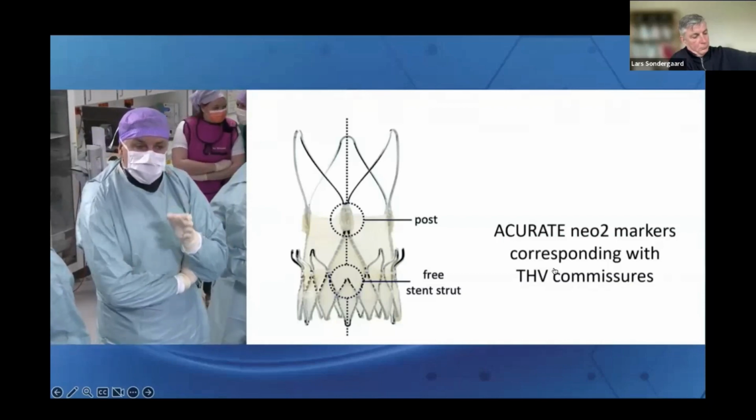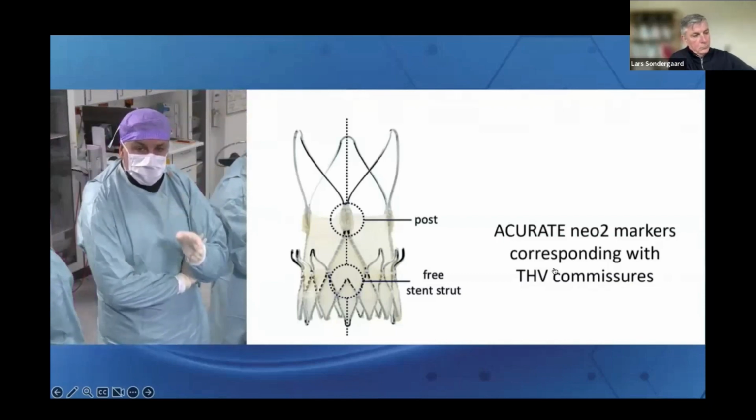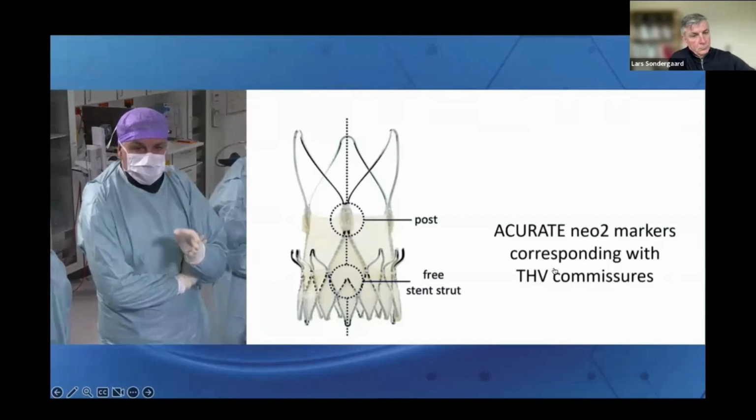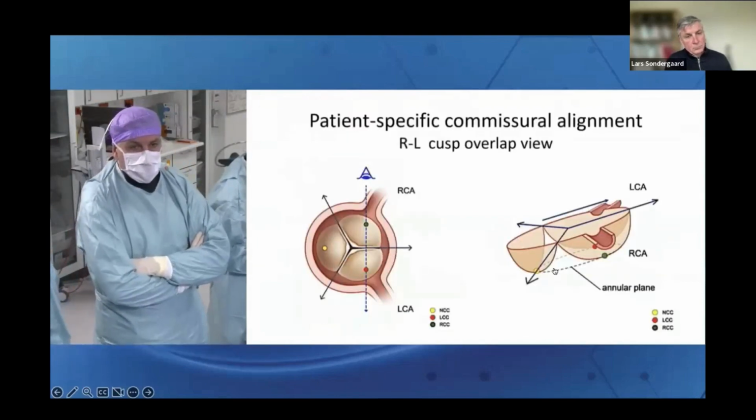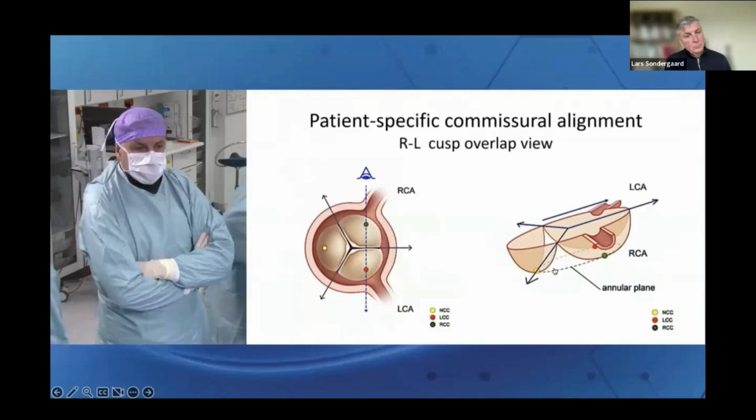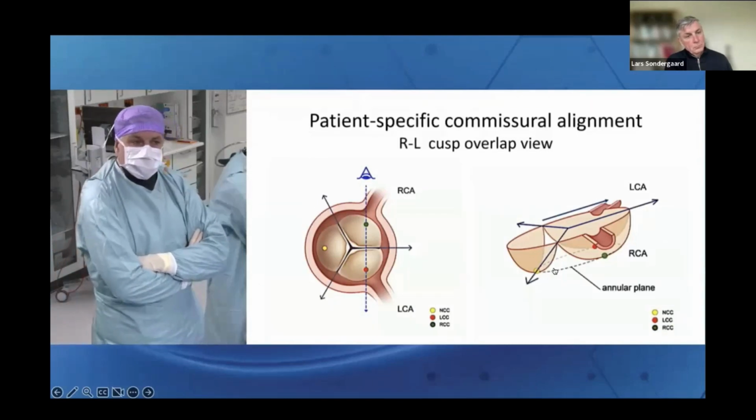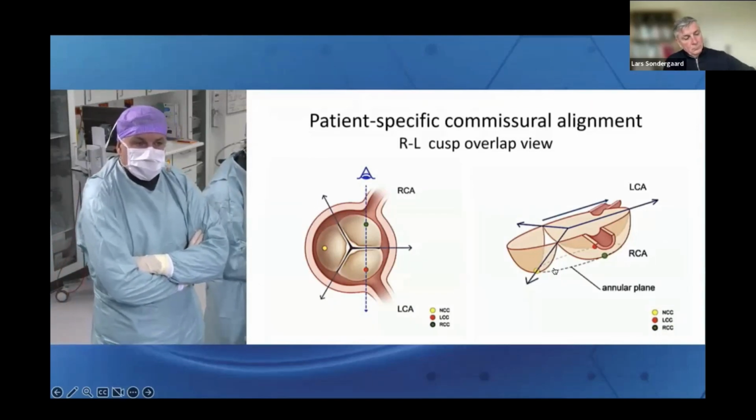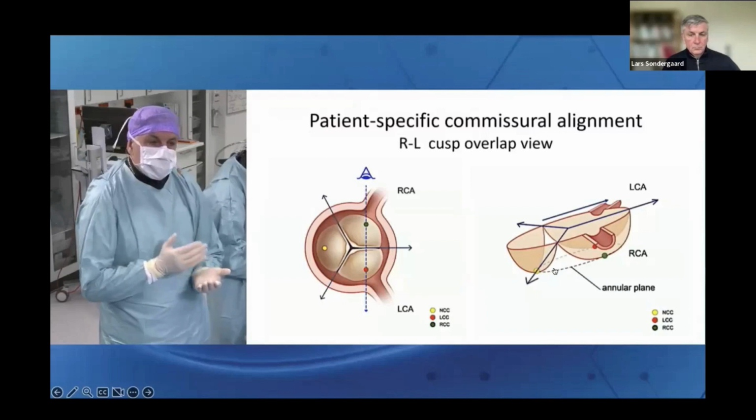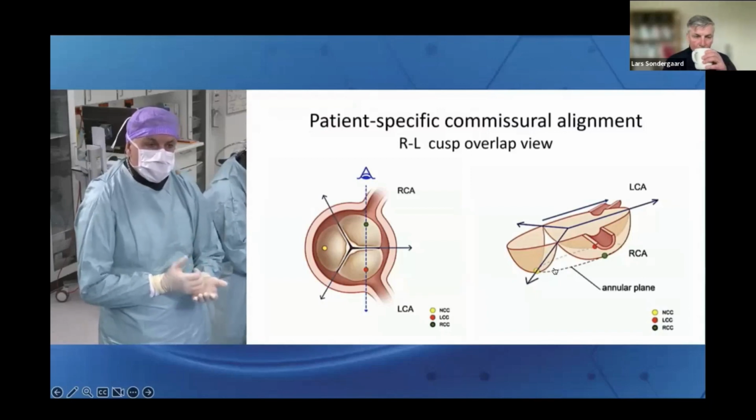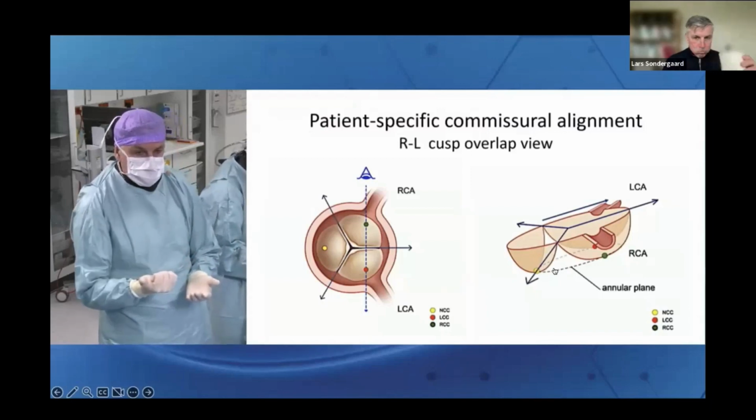So we need to make sure that these commissures are aligned with one of the commissures in the native aortic valve. Again, we're working in this right-left cusp overlap view. You see the C-arm, and the green dot is the right coronary cusp, and the red one is the left one. So we have this cusp overlap view, where the right and left cusps are overlapping. Working in this projection, you can see that the commissure between the right and the left will point to the right of the fluoro screen.